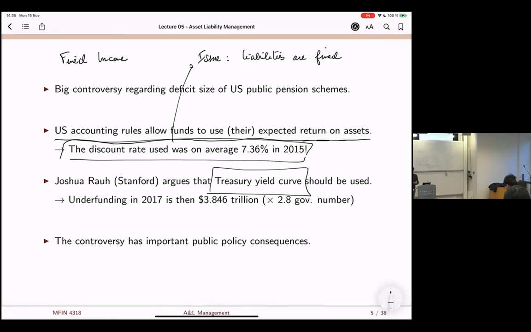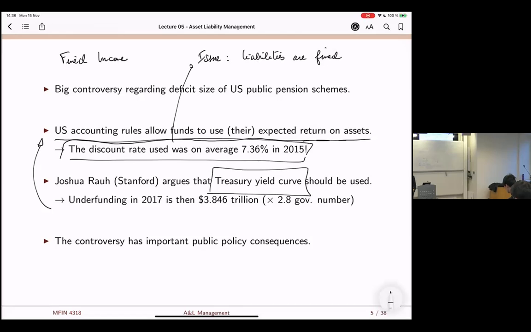Because the government number relies on this accounting rule, where pension funds can use whatever expected return they state on their assets to discount their liabilities, right? Joshua Rowe says, no, you should use the Treasury yield curve. And if you do that, of course, the rate is much lower. So when you discount, you're going to get a much bigger value of your liabilities, hence a much higher level of underfunding.